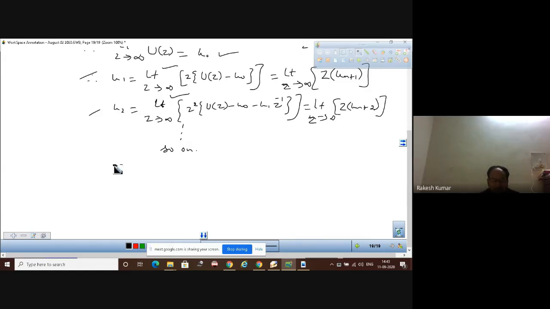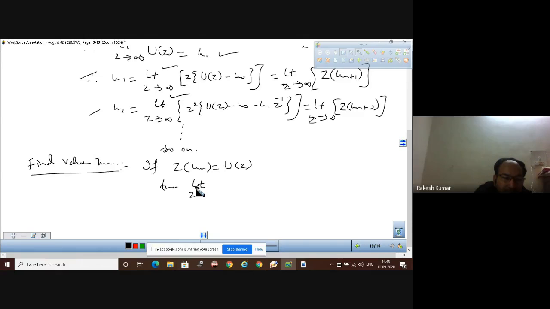So this is your initial value theorem, and we also have the final value theorem. It is also a very important result. The result is: if the Z transformation of u(n) is always a function of z, then the limit as n approaches infinity of u(n) is always equal to the limit as z approaches 1 of (z minus 1) into U(z). This is the final value theorem. And we have to prove this result.